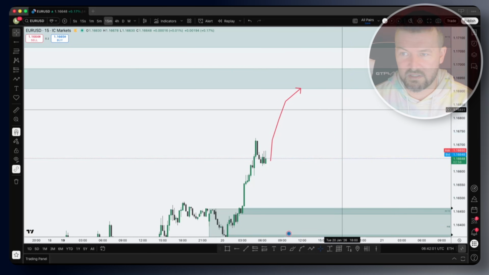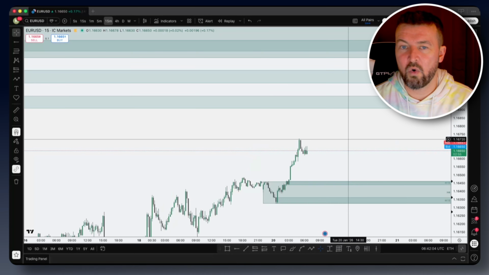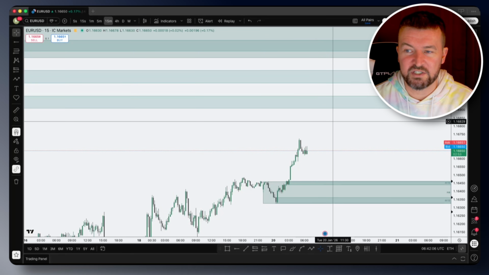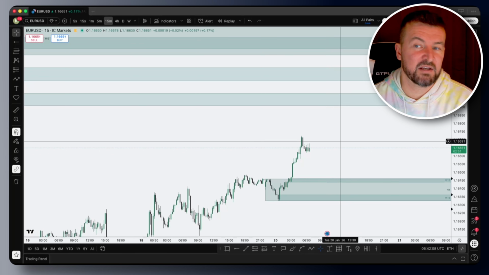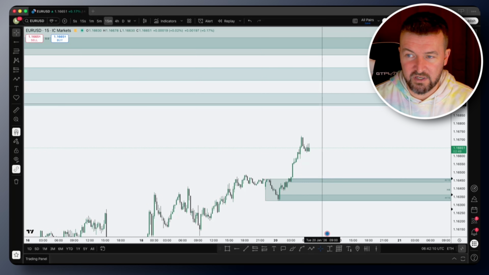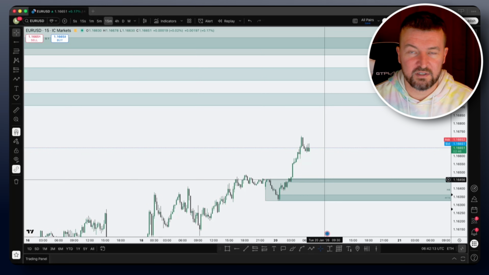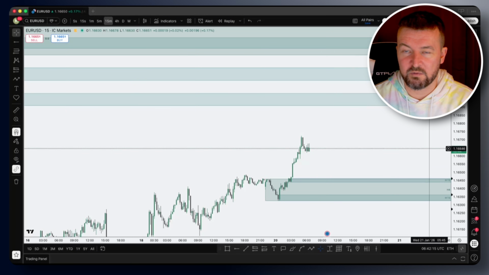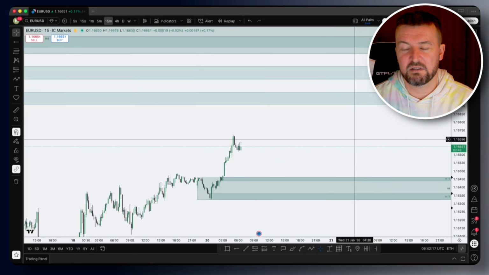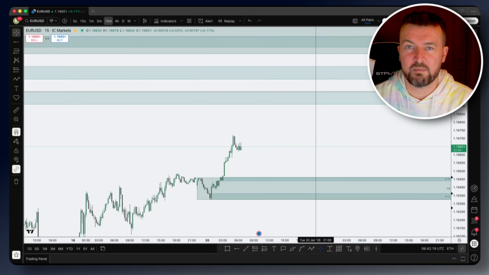The main thing is to understand what you will do when we reach these areas, okay? Because it is just a matter of when we reach them. It's either going to go up here or it's going to go down there. It's not going to go sideways forever. So you need to have a plan of what you're going to do when price gets there.